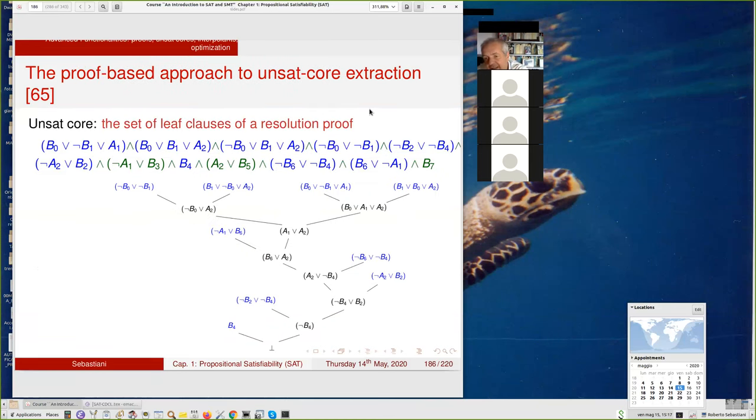Notice that in general these are not necessarily minimal because, for instance, it may be the case that this clause here could be deduced by a different subset of those formulas. So notice that in general an unsat core is not unique, and also the deduction: you may deduce some clauses from different combinations. So maybe you have a better resolution which uses fewer clauses, and you can further refine the approach.